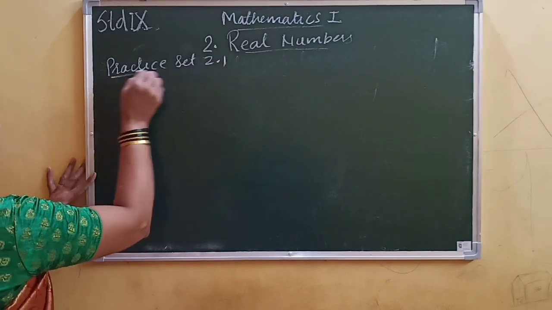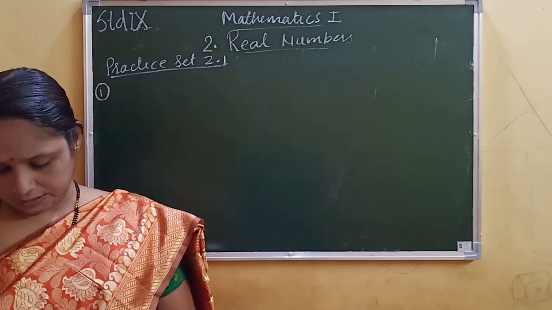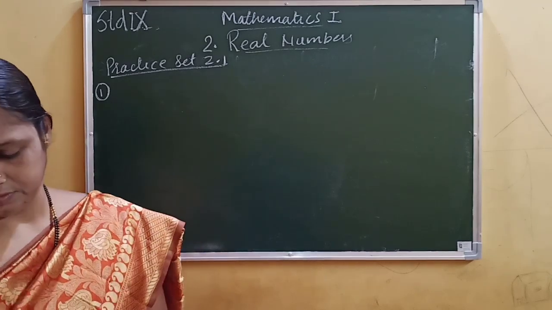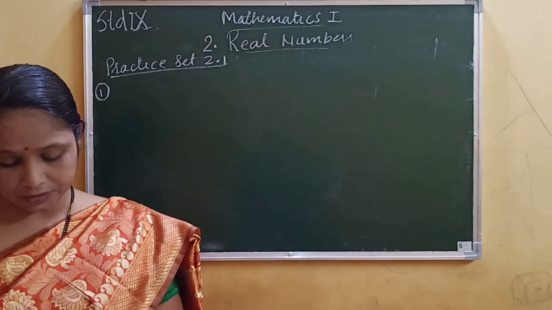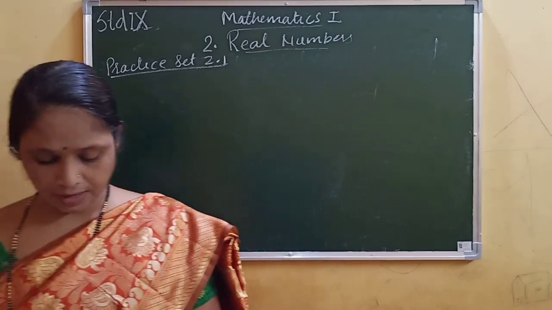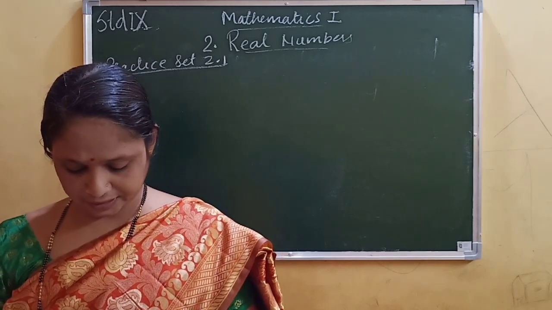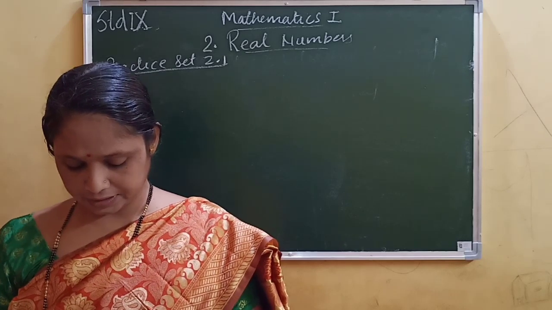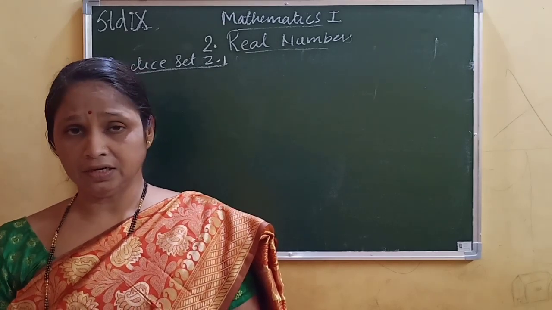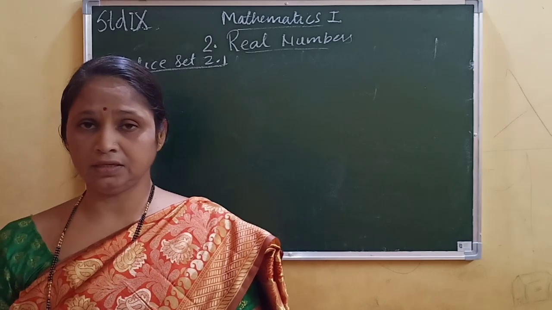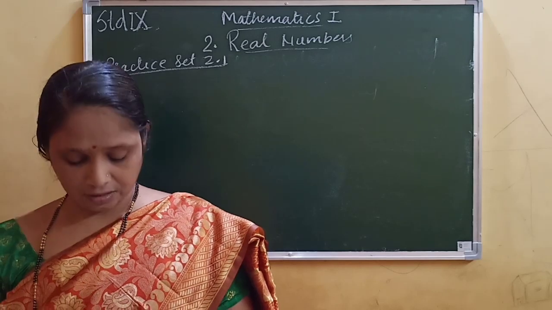Practice set 2.1. Now first question. Classify the decimal form of the given rational number into terminating and non-terminating recurring type. Now see, by mere observation you can tell directly without doing any division. First one, 5 is in the denominator, meaning it is a factor. What I say is, if 2 or 5 is there, then it is terminating.